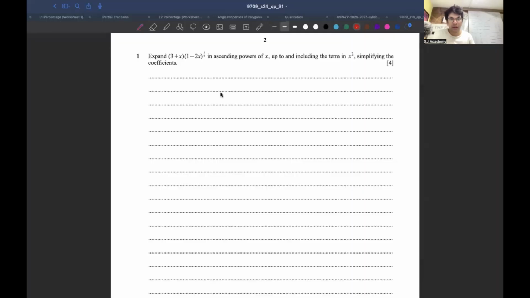Okay. In question 1, it says expand 3 plus x into (1 minus 2x) to the power half in ascending powers of x up to and including the term in x square. So we'll leave 3 plus x as it is. Now expanding (1 minus 2x) to the power half, the formula is 1 plus nC1. So nC1 is n. So this will become 1 upon 2 into b to the power 1, so minus 2x to the power 1, plus nC2.